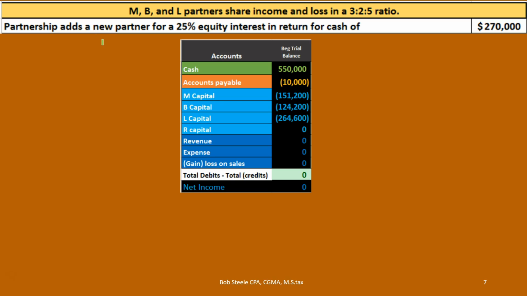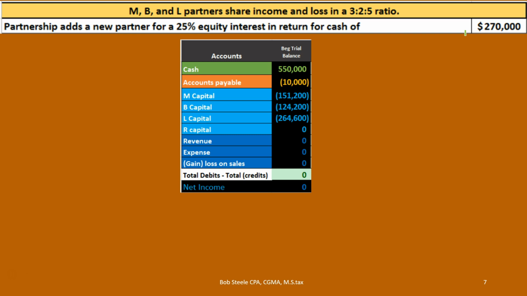So now we're going to look at a variation of the same problem. Same exact thing. It's going to be very similar, except for now we're going to bring the new partner, R, on the books. Same 25% interest that the partnership has agreed. The partnership and the new partner have agreed on this in a market environment. But the new partner is going to be on the books and give the partnership the $270,000. So now the agreement is that the partnership will give a 25% interest in the partnership in exchange for the new partner, R, giving the partnership $270,000.